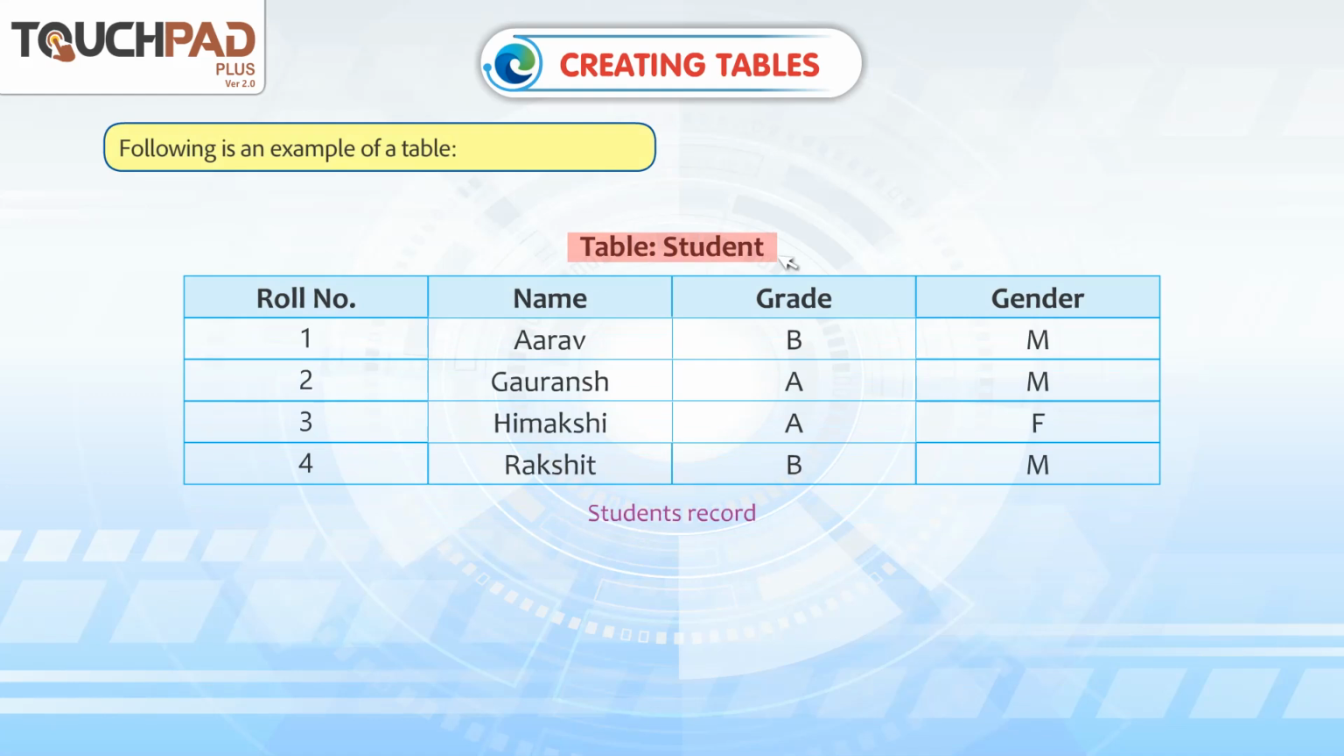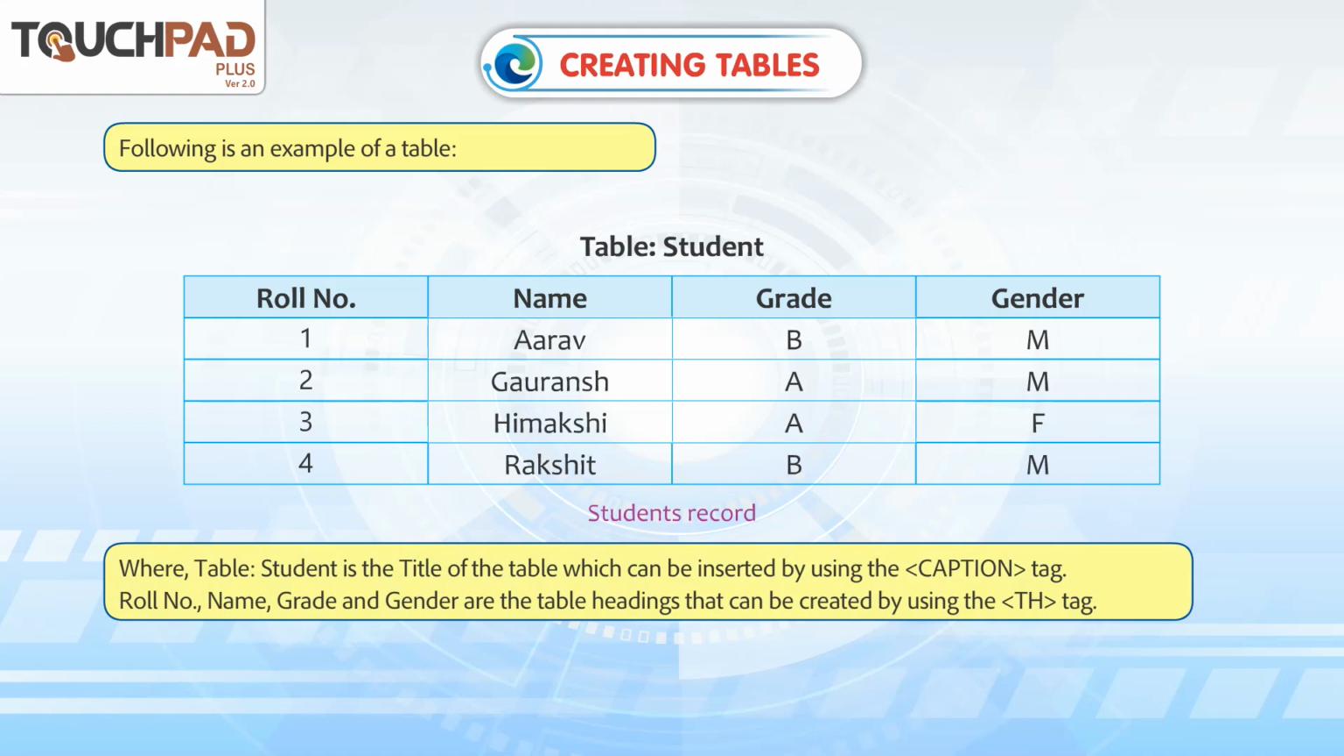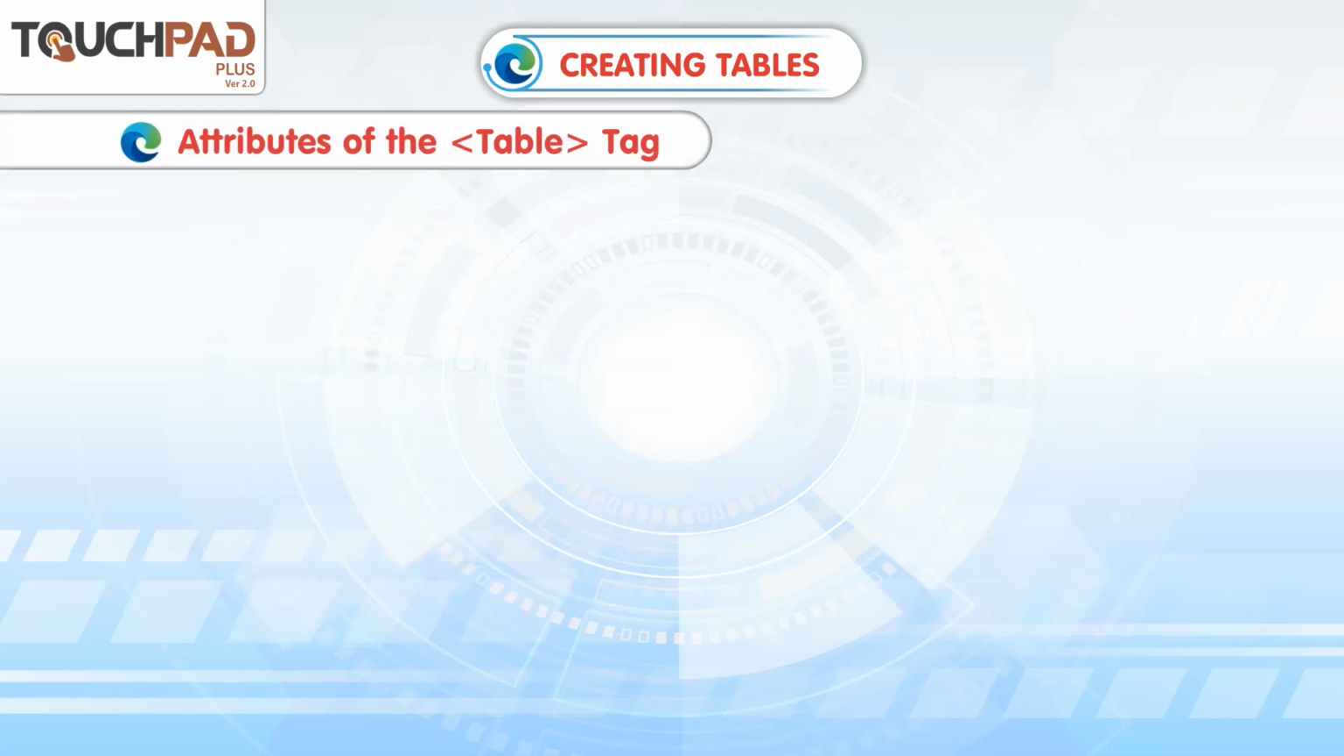Table: student. Roll number, name, grade, gender. 1, Araf, B, male. 2, Gauransh, A, male. 3, Himakshi, A, female. 4, Rakshit, B, male. Where table: student is the title of the table which can be inserted by using the caption tag. Roll number, name, grade and gender are the table headings that can be created by using the TH tag. Attributes of the table tag.